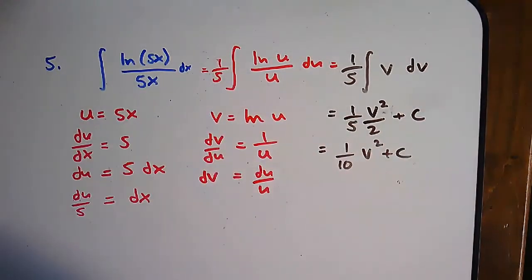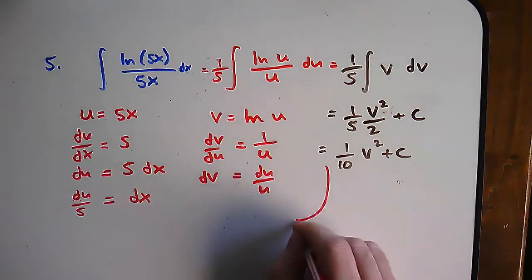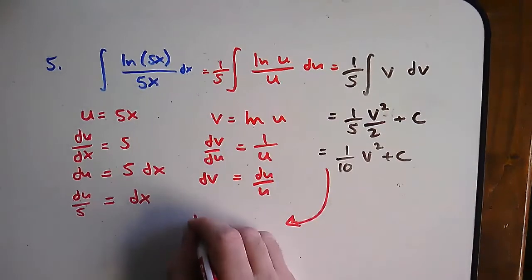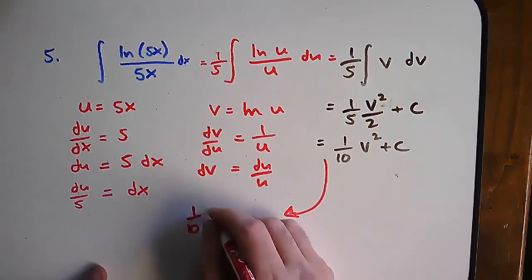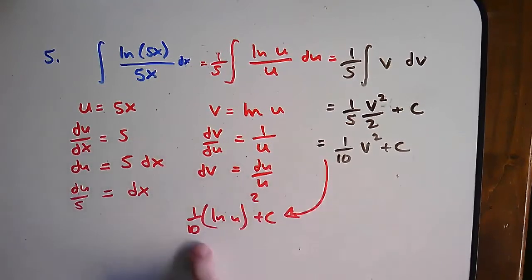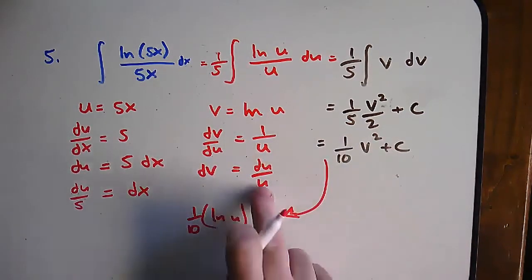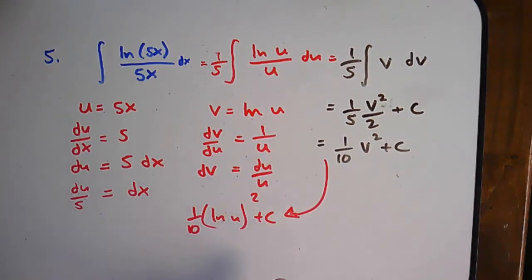Let's get it back in terms of x. Well, what was v? Well, we made v ln u. So this is 1/10 natural log u squared plus c, right? 1/10 v squared plus c is 1/10 natural log u squared plus c.